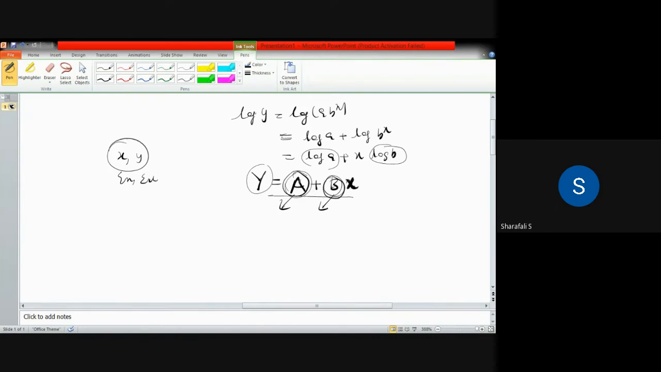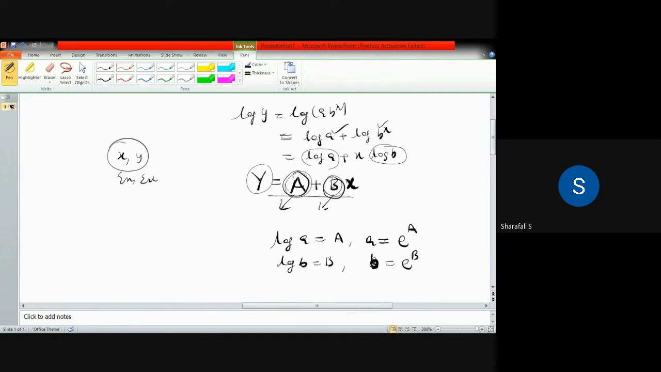So how can we get the values of small a and small b from this equation? What is the connection between these? Log small a is equal to capital A, which means that small a will be equal to e raised to capital A. Similarly, log b is equal to capital B. So small b will be equal to e raised to capital B.